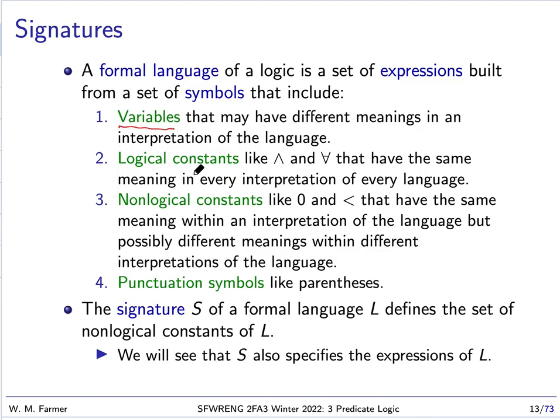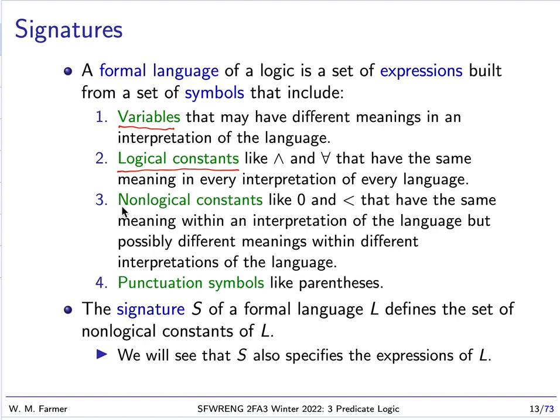A variable has a meaning which can vary in an interpretation of the language. So if we're thinking of the language as talking about something, the variable can take on different meanings. If we have a variable for natural numbers, that variable could be 2, it could be 5, it could be 6, and so forth. So those are variables. Now a logical constant is a symbol that has the same meaning in every interpretation. So the meaning is completely fixed.